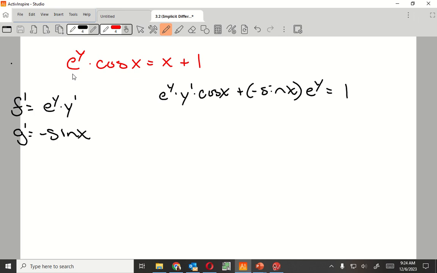All right, so now in this case right here, I'm trying to get the y prime by itself. I want to isolate the y prime. So I'm going to clean up my math so it looks a little bit easier on the eyes. So this is going to become e to the y cosine of x times y prime. So I just reorganized that. And this next one over here is going to become a minus sign, minus e to the y times the sine of x equals 1.